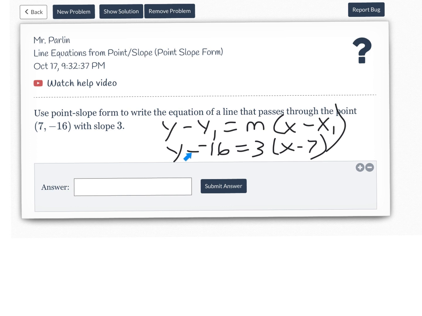Notice this right here, minus a negative. That's going to become positive. So I'm going to very quickly erase that and just call that plus. So in point slope form, we have y plus 16 equals 3 times x minus 7. And that's how you answer those questions.